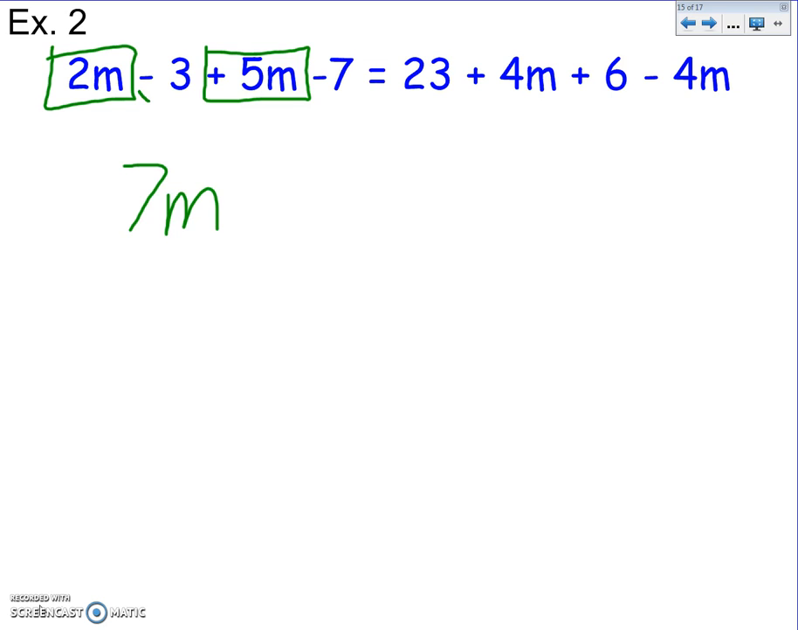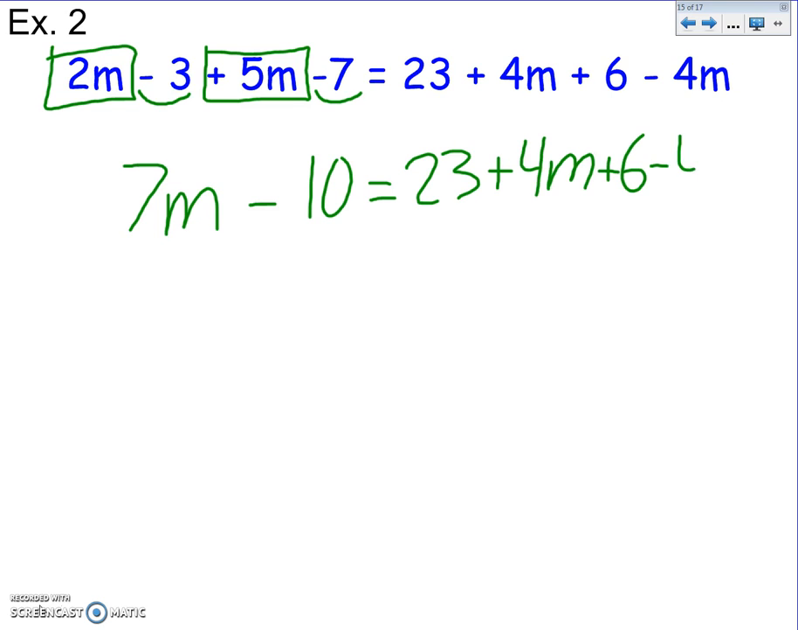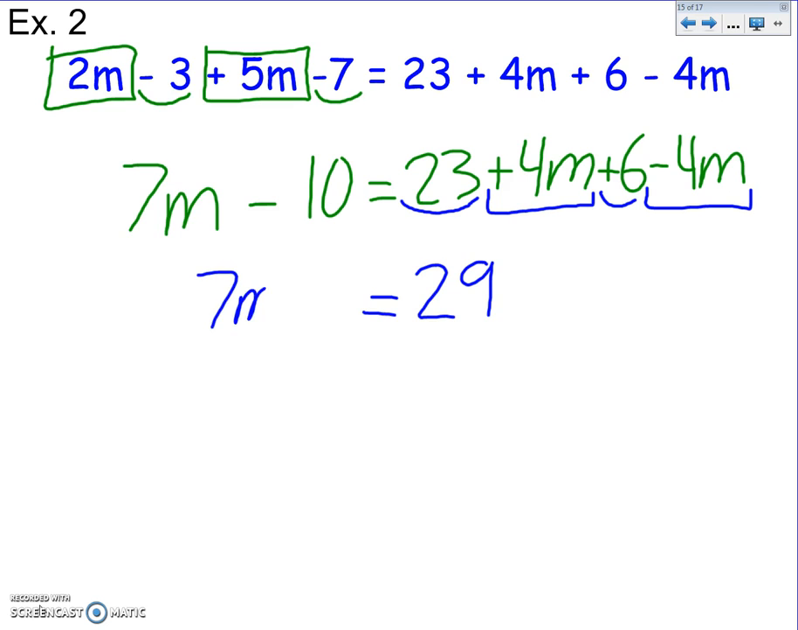And then I see a negative 3 and a negative 7. Those combine to make a negative 10. And just for now, I'll leave this other side the same. So I just combine like terms on the left. Now I'm going to combine like terms on the right. I see a positive 4m and a negative 4m. Well, those cancel, so that's gone. I also see a positive 23 and a positive 6. That makes 29. So 29 is my right side. My left side is still the same.